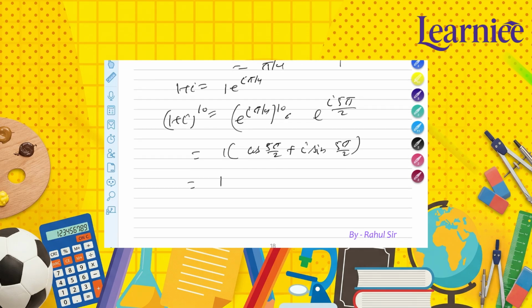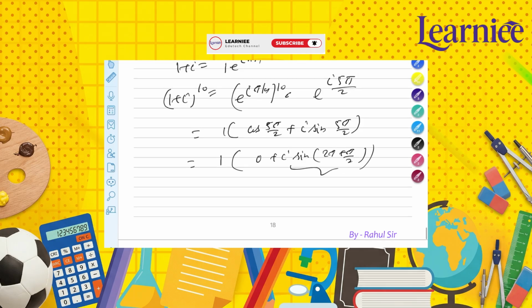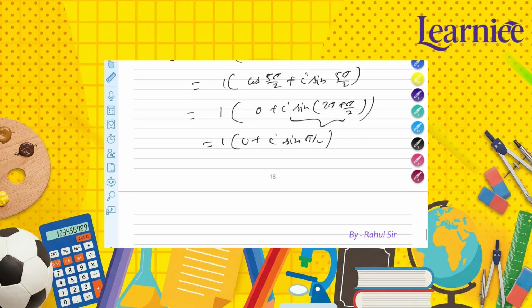Okay, so cos of 5 pi by 2 will be 0, because it is an odd multiple of pi by 2. So this is 0 plus i sine of 5 pi by 2. Sine of 2 pi plus pi by 2 will be sine of pi by 2, and sine of pi by 2 is 1. So this is 0 plus i.